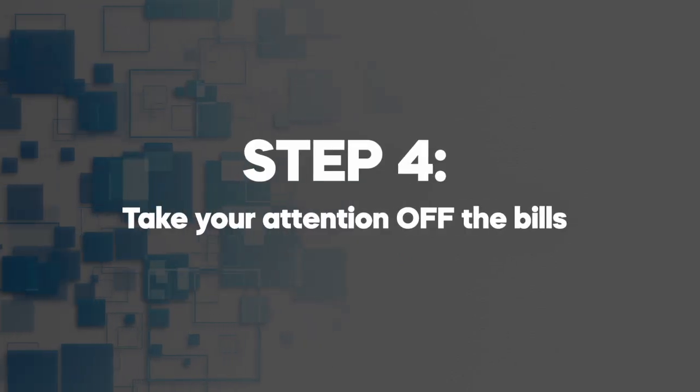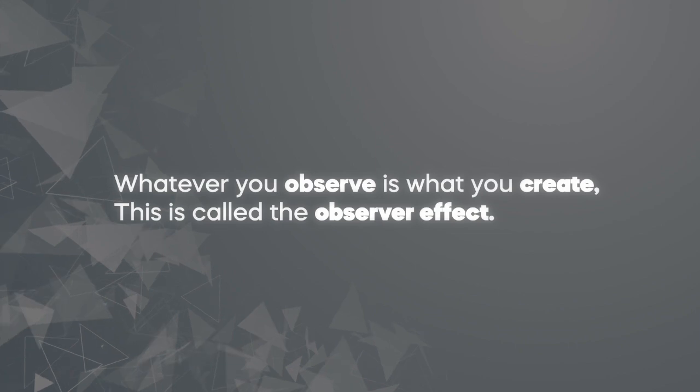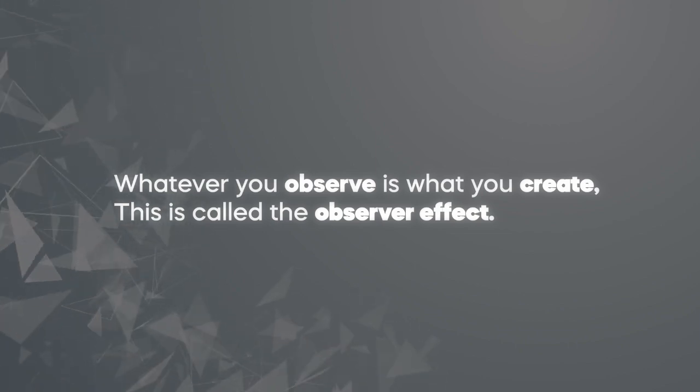Now, the fourth and final step is to take your attention off of the bills. This is bordering on the woo-woo, but if you've made it this far, it doesn't really matter. The idea is, in quantum physics, whatever you observe is what you create. This is called the observer effect. So if you're focusing on bills, if you're focusing on debt, you have to attract more debt. That's just the law of the universe. So what I'm going to suggest to you is, while you're manifesting the money you need, forget about the bills.